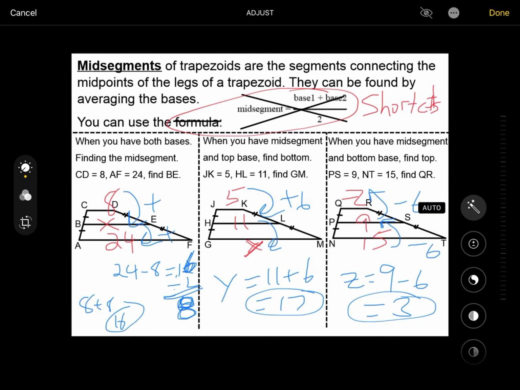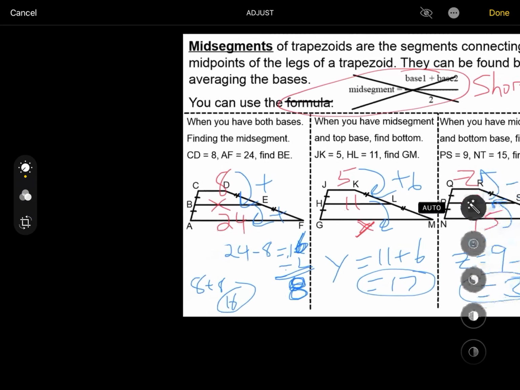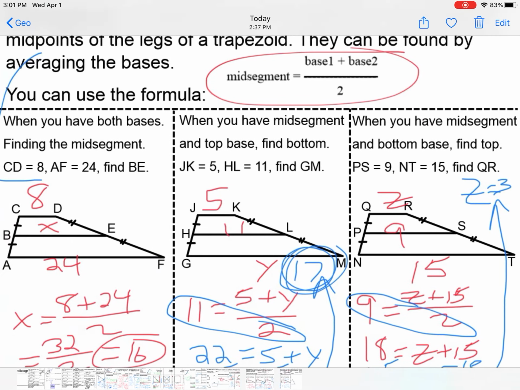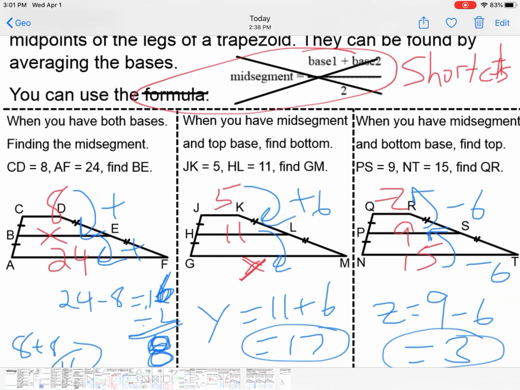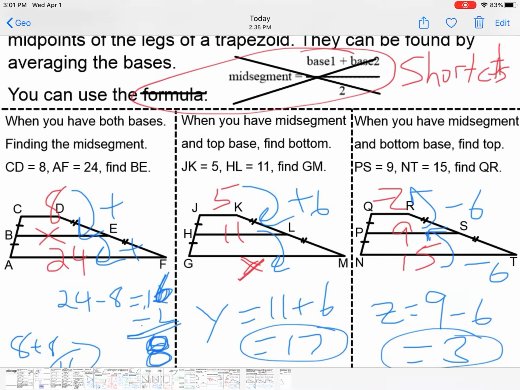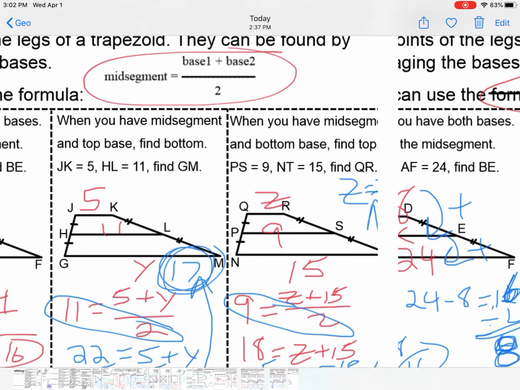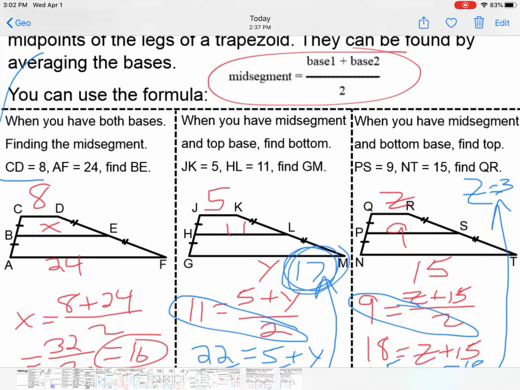Take a look here. If my answers of 16, 17, and 3, flipping back a page of notes, the answers were 16, 17, and 3. Either way, you get the same answers. So if you have your video up while you're doing your IXL, as long as you can identify which is which, you can just bounce back and decide which method you want to use, either the shortcuts on this page or the formula on this page.